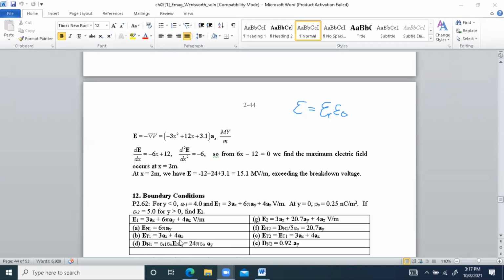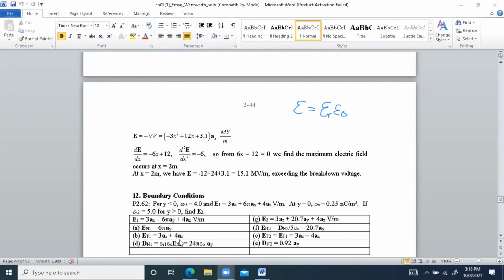So, two questions. Is E tan 1 always going to be equal to E tan 2? That's why we proved this when we were developing it and shrinking the thing. So E tan 1 is always E tan 2. And D normal 1, when we shrink the pillbox, is equal to D normal 2. We proved that D normal 1 equals D normal 2. Yeah, I remember that. And D normal 1 is equal to epsilon E normal 1.